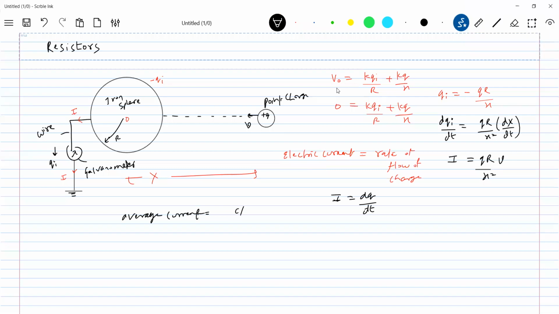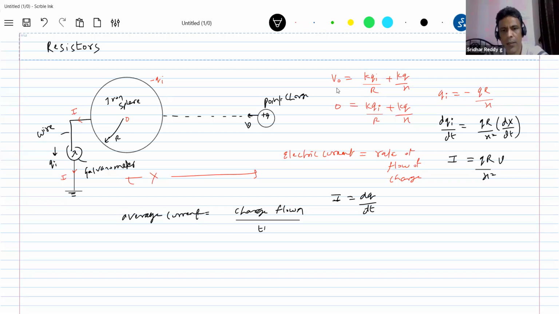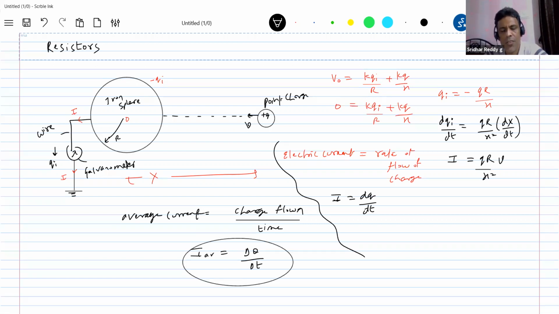charge flown per unit time taken. So this will be I average equal to delta Q by delta T. Hereafter, whenever I say current, I'll be saying instantaneous current only. If it is the average, I will mention it specifically, separately. So charge flown per unit time is what we call current.